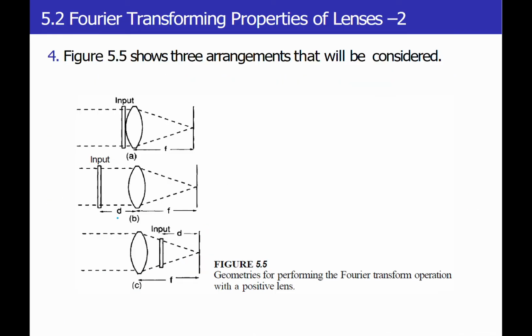So if d equal to f, then we get Uf, which is nothing but the Fourier transformation of TA. Okay, this is the TA. This is also the Fourier transformation of TA.